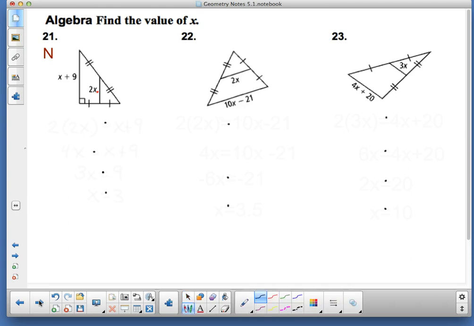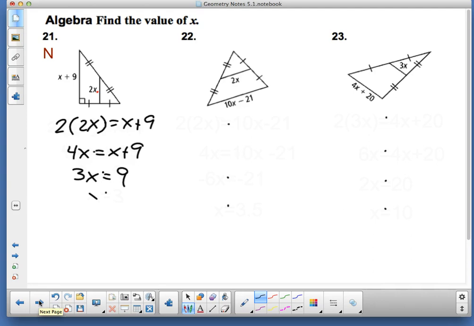Again, the inside, 2 times 2x equals x plus 9. 4x equals x plus 9. 3x is equal to 9. X is 3. Remember, the inside value, the mid-segment value times 2. You got to recognize it's a mid-segment. You got to recognize it's a segment connecting 2 midpoints.